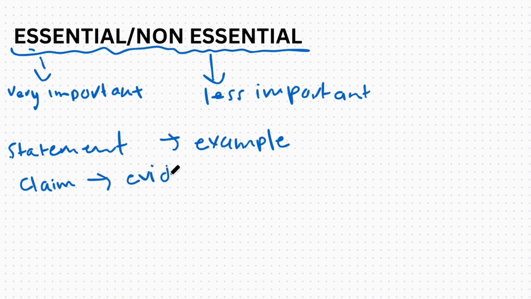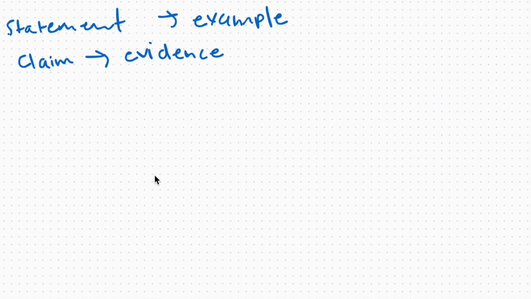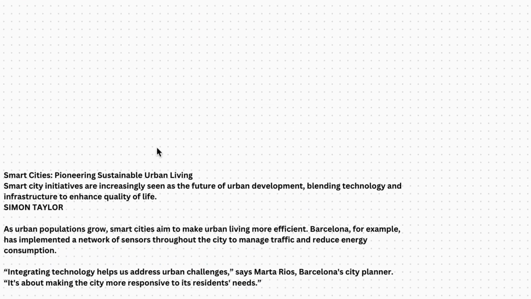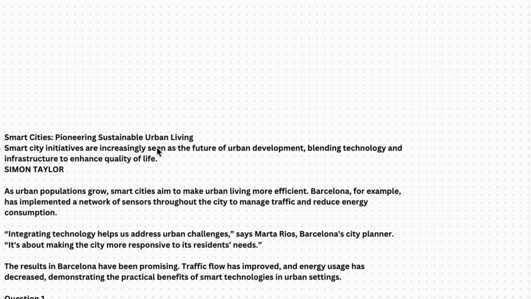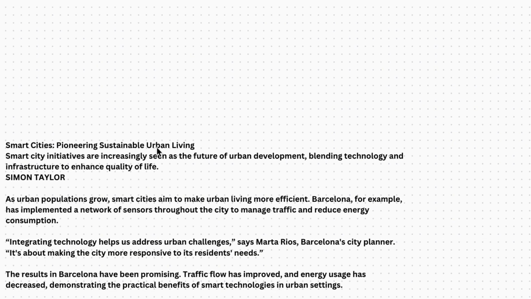And there's a number of ways that essential, non-essential is tested in the AL. So what I'm going to do is jump straight into a couple of questions so that we can get an idea of the kind of ways this is tested. And if you would like to hit pause and read this short passage on smart cities pioneering sustainable urban living, please do.